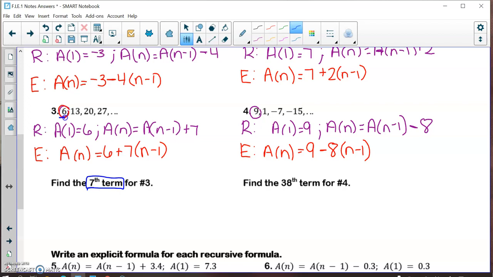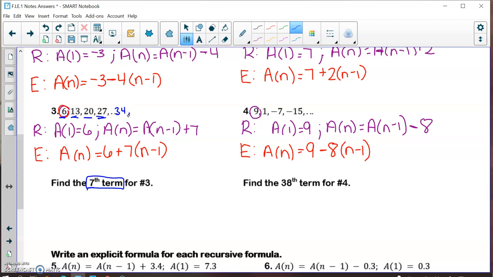Right now, my first term is 6. What I'm doing is adding 7 every time. My second term is 13, my third term is 20, my fourth term is 27. So to find my fifth term, I do 27 plus 7, which would be 34.